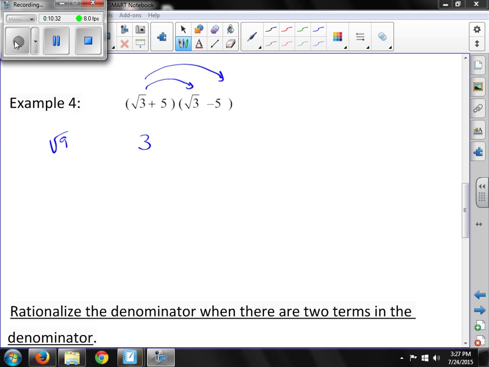The outside would give me negative 5 square roots of 3. And the inside would give me positive 5 square roots of 3. You see those drop out. The last would give me positive 5 times negative 5, which gives me negative 25, so that I have 3 minus 25, which would be negative 22.